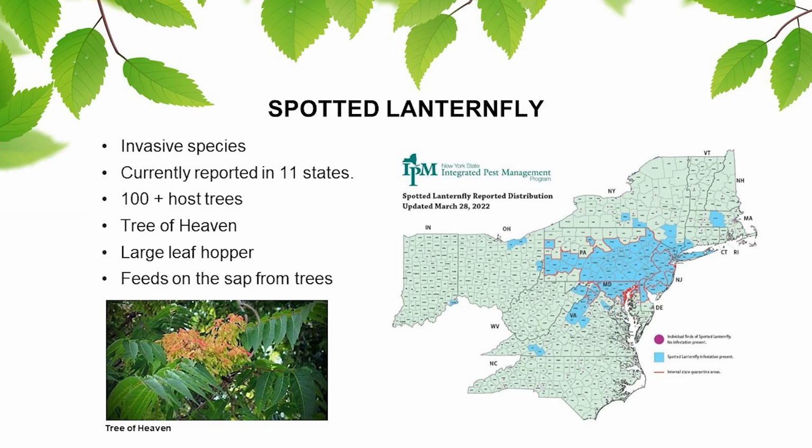The blue on this map reflects areas where spotted lanternfly has been detected as of March 2022. It affects over 100 different host trees. The spotted lanternfly is highly attracted to the tree of heaven. It is a large leafhopper that feeds on the sap of trees with its piercing, sucking mouthparts.